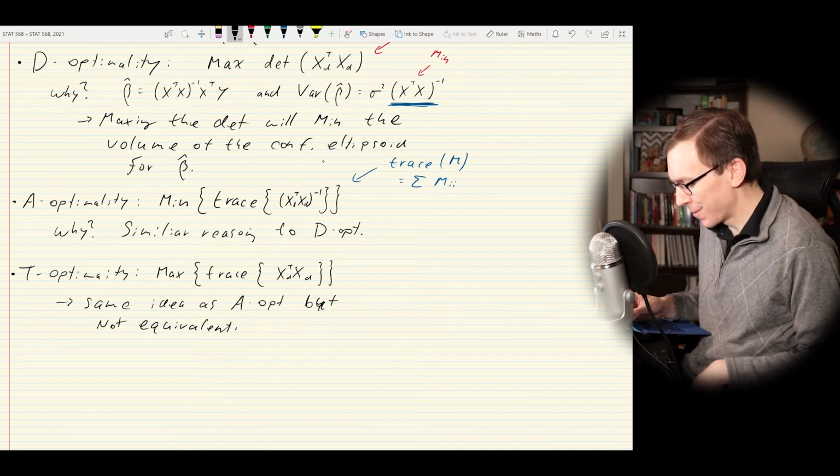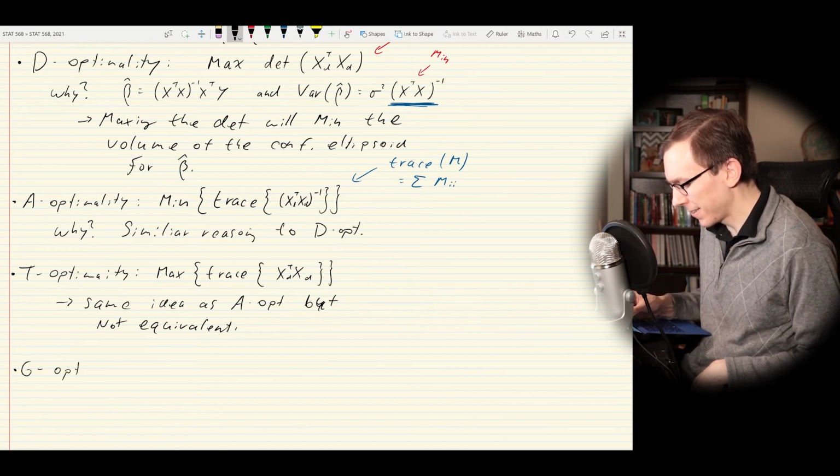And I think we have time for one more, just to give you a sense of all the crazy optimality criteria that are out there. L-optimality.